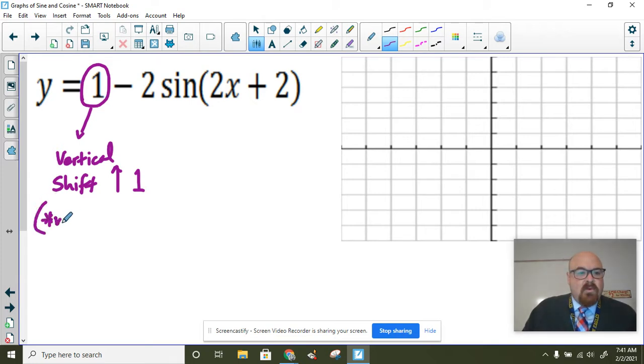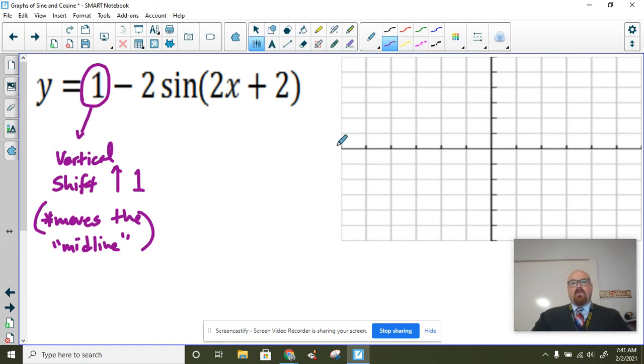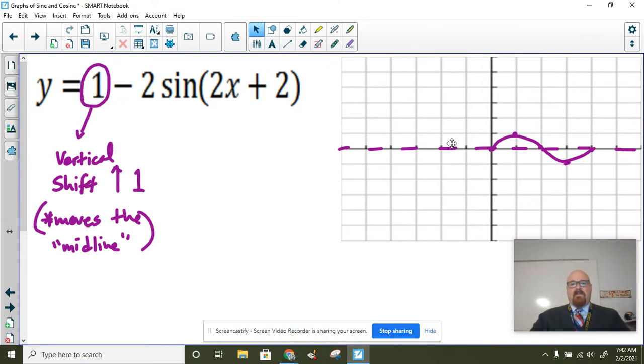So let's say it moves the midline, or that equilibrium value that the graph oscillates over. Normally with a normal sine wave, and we'll look at this in Desmos in a second, a normal sine wave has a midline that is the x-axis. An untransformed sine wave would look like this. When we use a vertical shift of 1, that midline, that entire graph, is moved up. So this entire graph would be moved up.